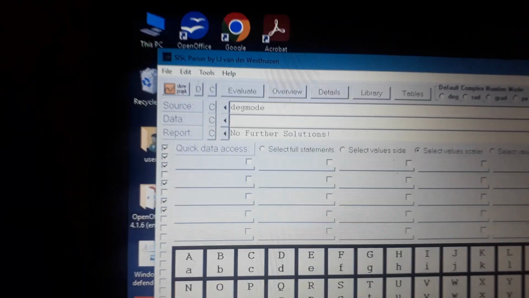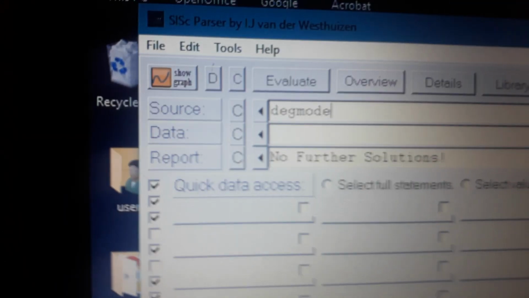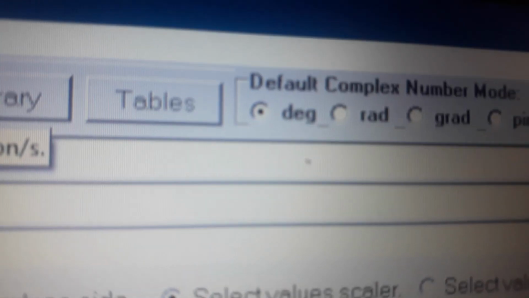Then I want it back to degrees mode, say, or rad mode, or grad mode, or per mode. I type in deg mode there. Deg mode, you see, if I hit evaluate, it will evaporate, and then we will be in degrees mode. So from the command line, or the source line, you can also set those modes.